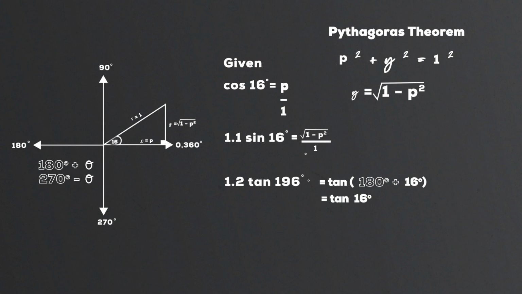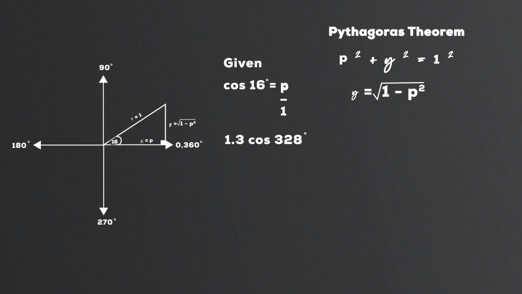Which in terms of our mnemonic TOA, opposite divided by adjacent, equals the square root of 1 minus p squared divided by p. You of course recognize that we've dealt with the first aim of our presentation. So let's go to the second part of our presentation where we work with the double angles.